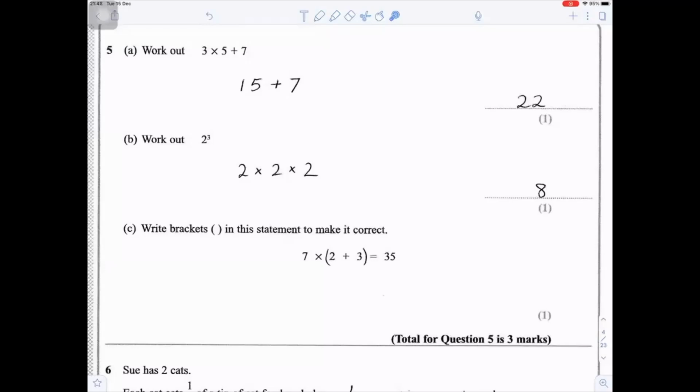Question 5. Work out 3 times 5 plus 7. You are going to use BIDMAS. So you multiply first. 3 times 5 is 15. And you add 7. It gives you 22. 2 to the power 3. It means 2 times 2 times 2, which gives you 8.